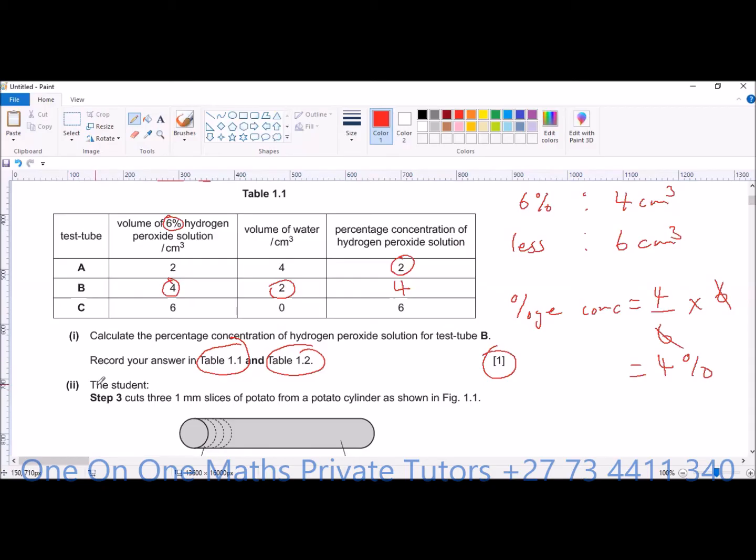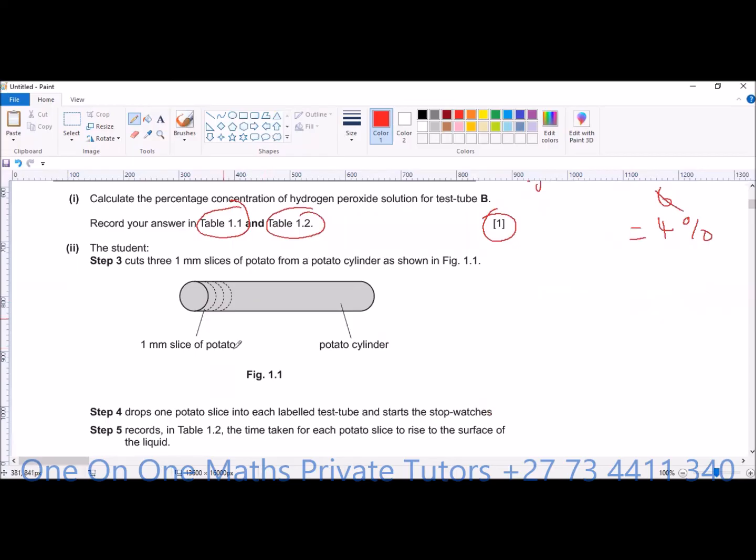Okay. The student, step 3, cuts 3 1mm slices of potato from a potato cylinder as shown in fig 1.1. Okay, cutting. Step 4, drops 1 potato slice in each labeled test tube and starts the stopwatches. Step 5, records in table 1.2 the time taken for each potato slice to rise to the surface of the liquid. Right, so what is happening now?